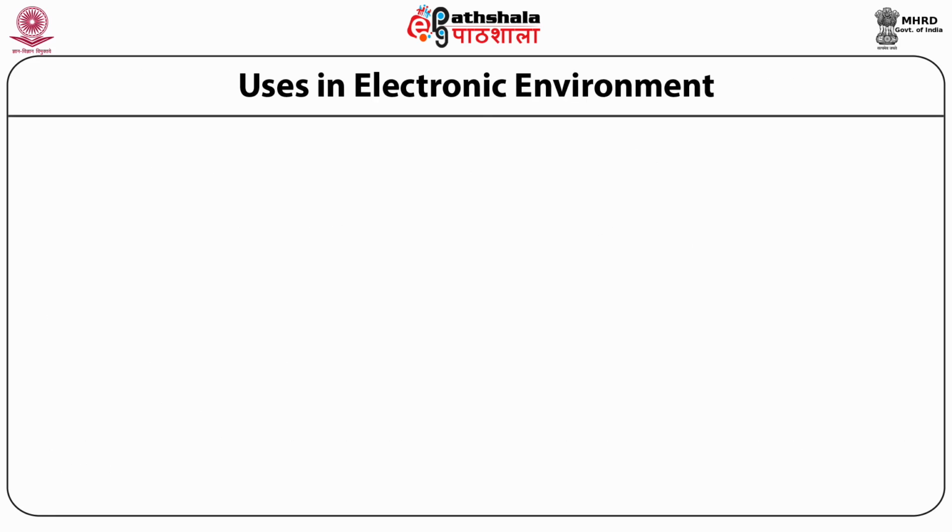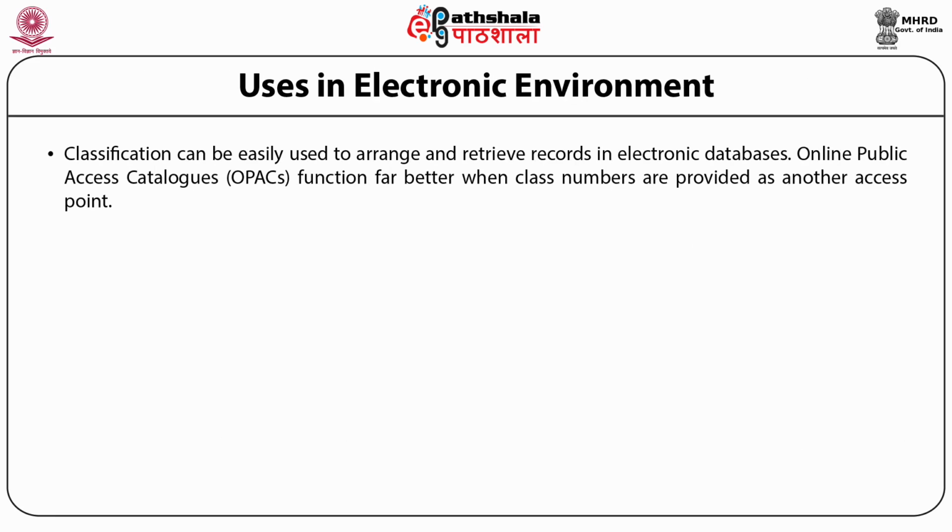Going beyond the shelf list, classification can be easily used to arrange and retrieve records in electronic databases. Online public access catalogs, that is OPACs, function far better when class numbers are provided as another access point. Earlier it was thought that OPACs do not need class numbers, but now research has revealed that if we add class numbers, or if we want to access the documents through OPACs by class numbers, they can give us better results, and the results are relevant and more accurate.